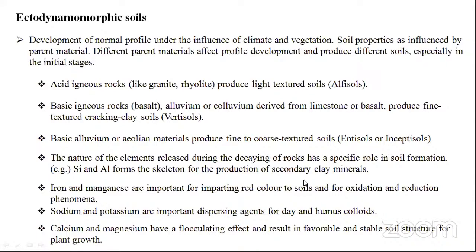Silicon and aluminum mean we can see some secondary clay minerals. For iron and magnesium we can see some red color, a difference we can put down to oxidation and reduction phenomena. If it is sodium and potassium, definitely there will be some colloidal and dispersing agent. If it is calcium, there will be percolation and a favorable stable soil structure, and a stable structure sometimes improves plant growth also.